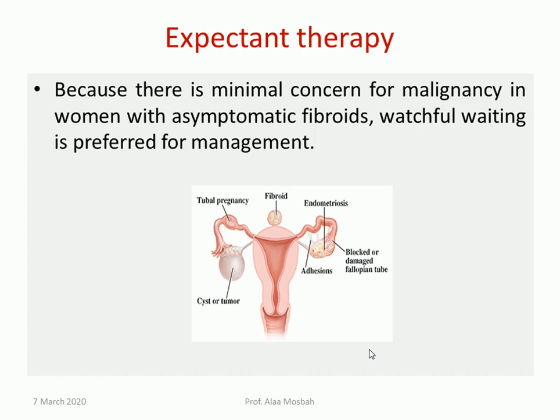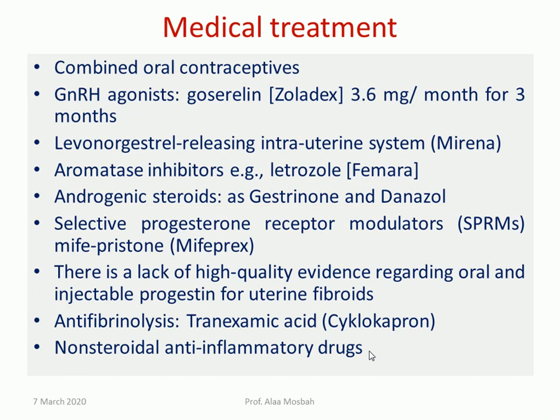Medical treatment includes combined oral contraceptives, GnRH agonists like goserelin, Zoladex, 3.6 mg every month for 3 months, subcutaneous injection in the abdomen. Levonorgestrel releasing intrauterine system, called the Mirena, also proved to be beneficial in the treatment of uterine fibroid, so long as the uterus is not very large and the cavity is not distorted, so I can insert the Mirena. It reduces the amount of heavy menstrual bleeding.